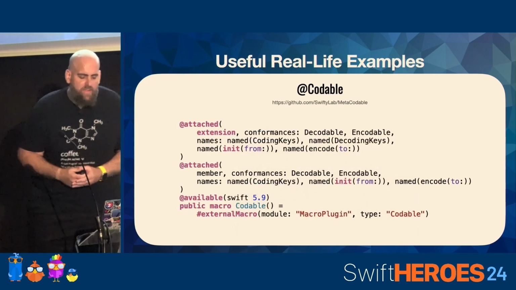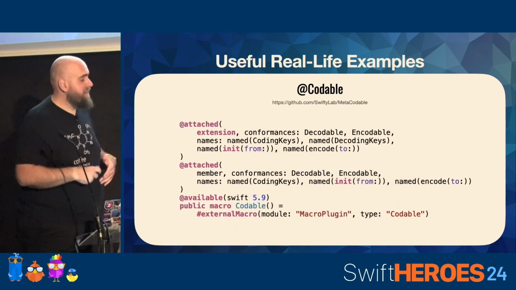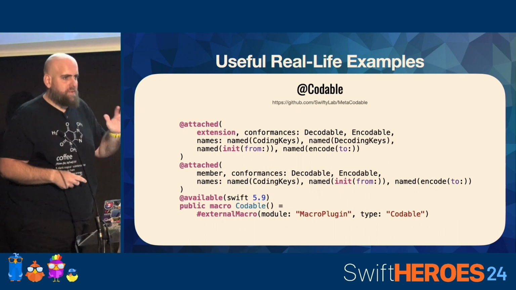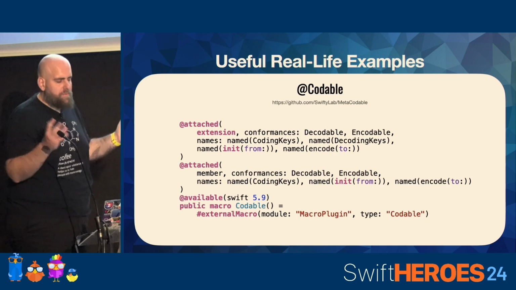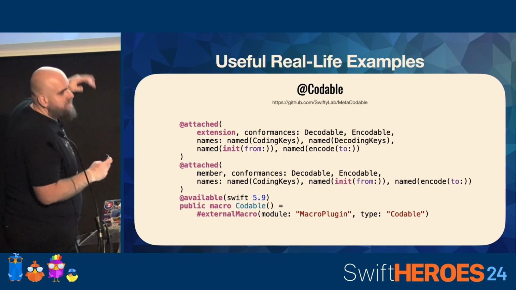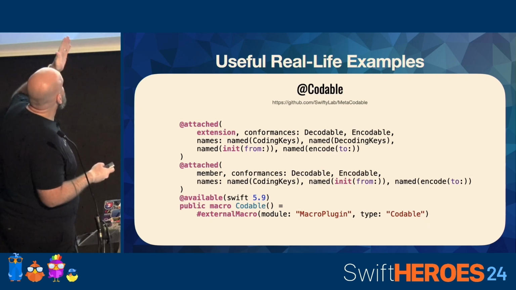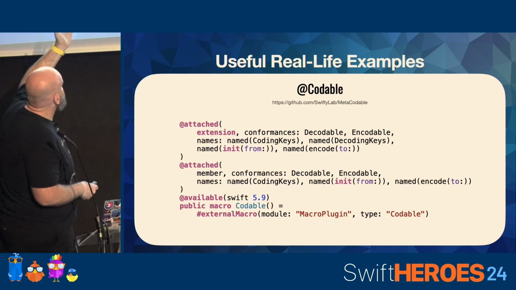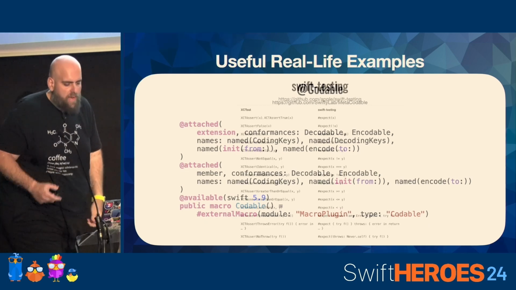Anyways, this is more involved. So as you can see, and I didn't mention this, you can conform to multiple types of roles. You can generate all kinds of code. Here you have an extension macro because it's an extension, and it conforms the type to Codable, and you also have a member macro because it adds all of these members to the type.